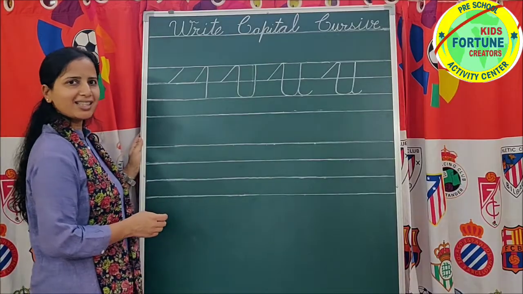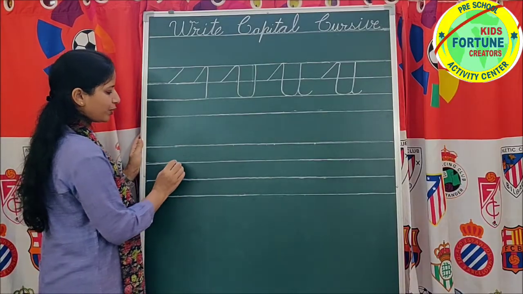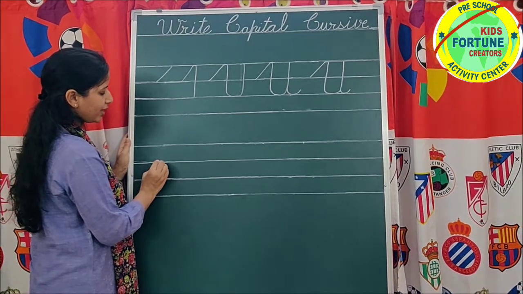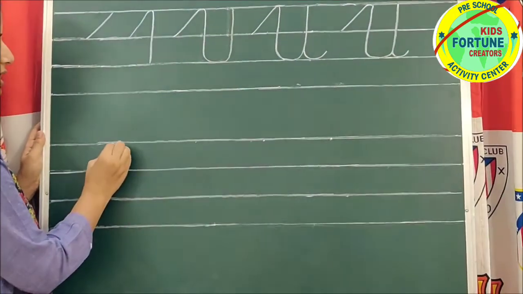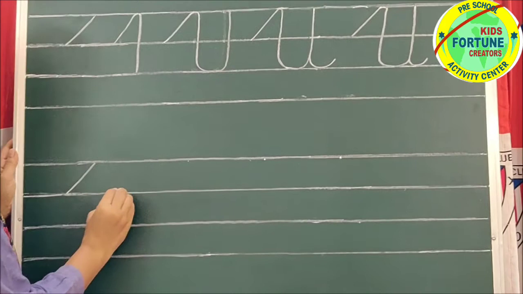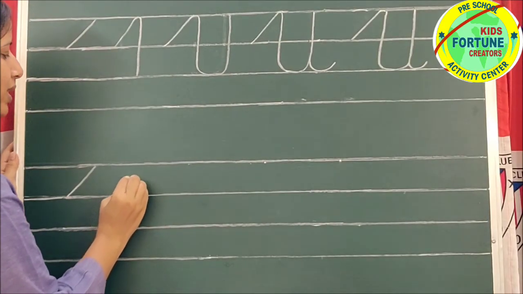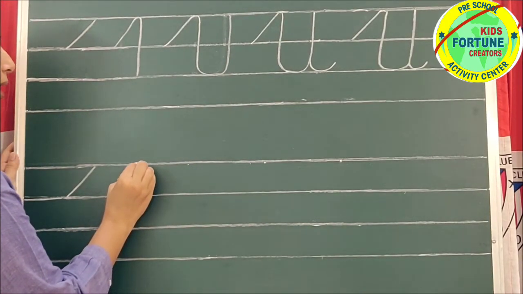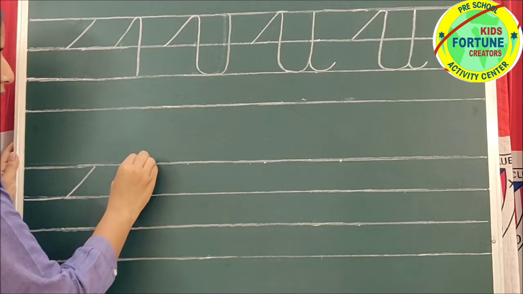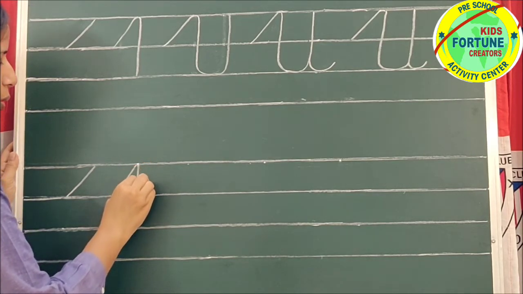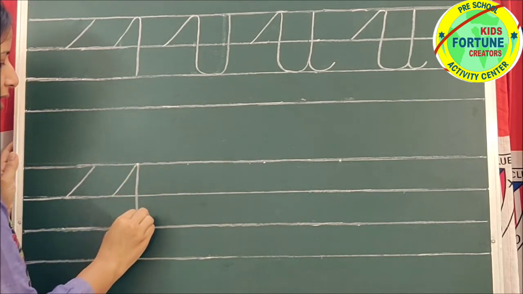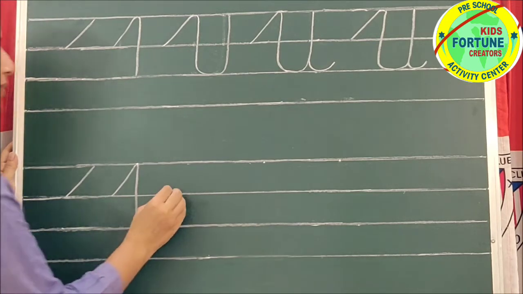The next letter is V. Put your pencil point on second line and go up with slant line. Go up with slant line till top line and come down with a standing line till third line.